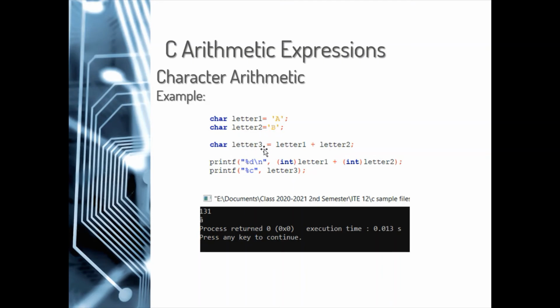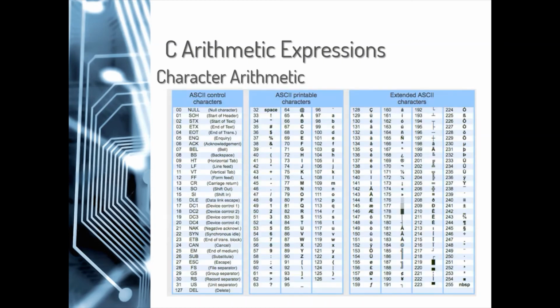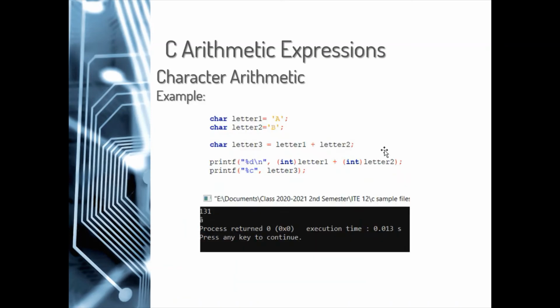If we add letter 1 and letter 2, kung atong tanan sa ASCII, si letter 1 A is unsa man, letter 1 is 65. Si letter 2 B is 66. So 65 and 66. Now, if we add this, letter 3 should be around 131, diba?